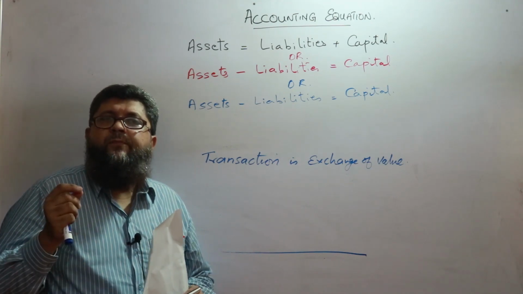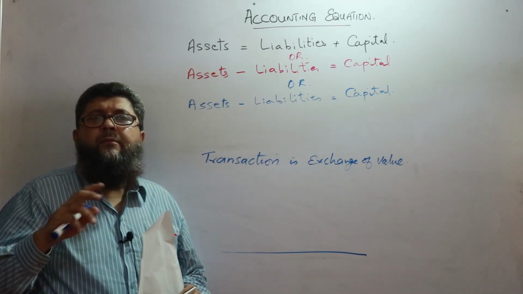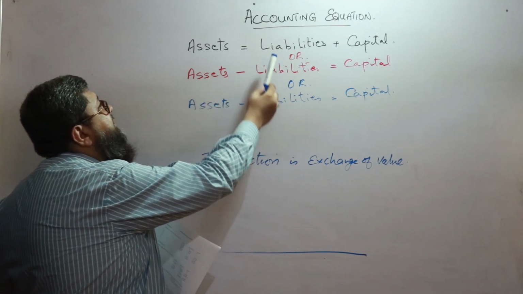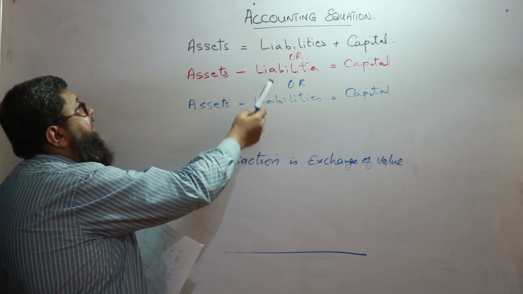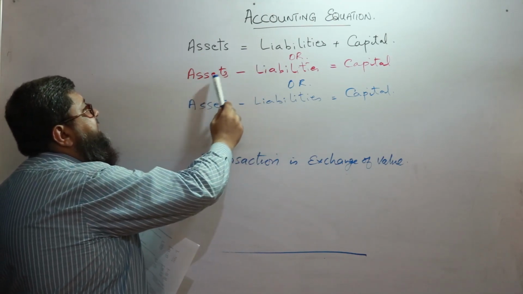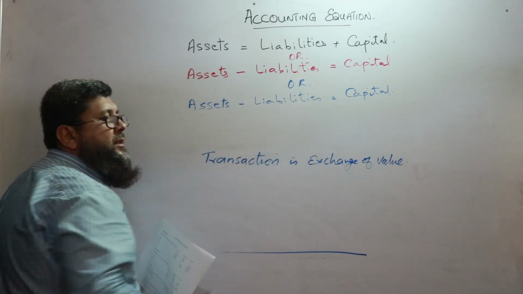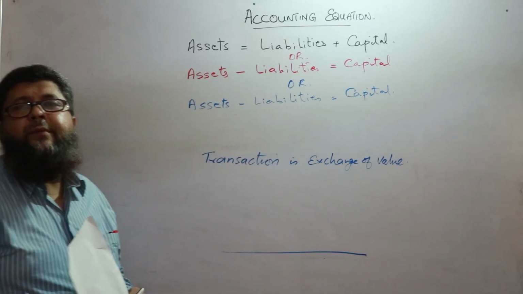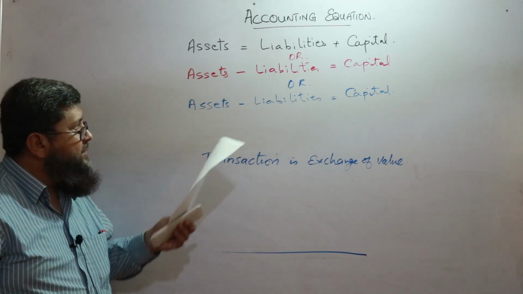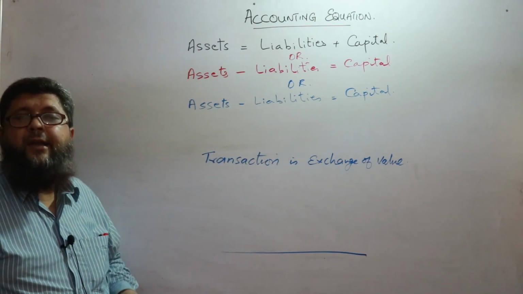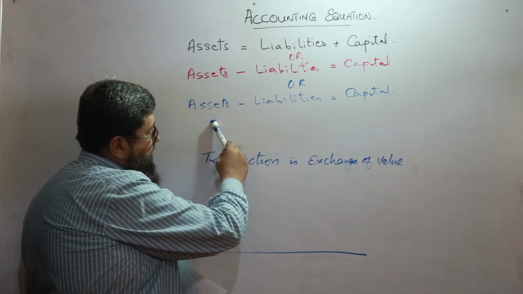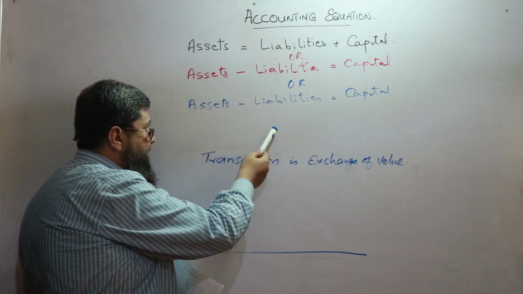So it's an equation, and this equation can be manipulated like this as well. Assets minus liabilities, we will change the sign when it comes to this side. Assets minus liabilities is equal to capital. This is what you have been learning in mathematics from ages, right? So I am not going to elaborate on this. Assets minus liabilities is equal to capital.